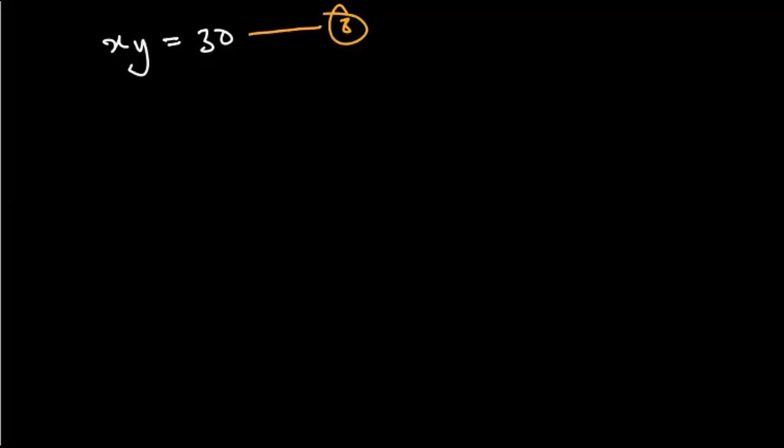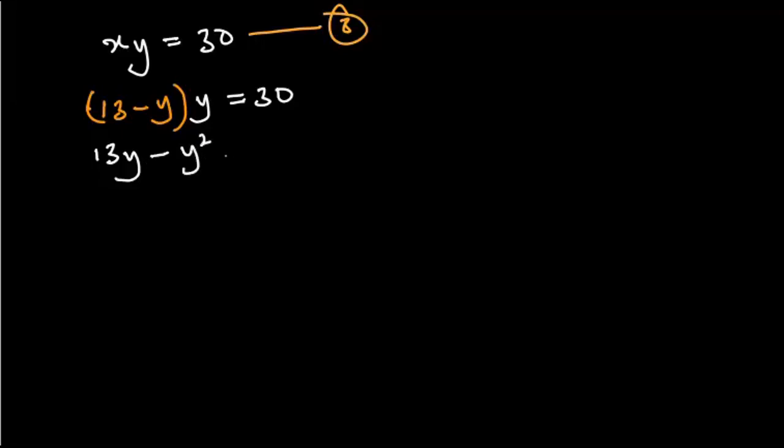So my x becomes 13 minus y, and I have my y here initially equal to 30. So on expansion, we have y times 13 should be 13y, y times minus y should be minus y squared, and then equals 30. So this equation is having the form of a quadratic equation.